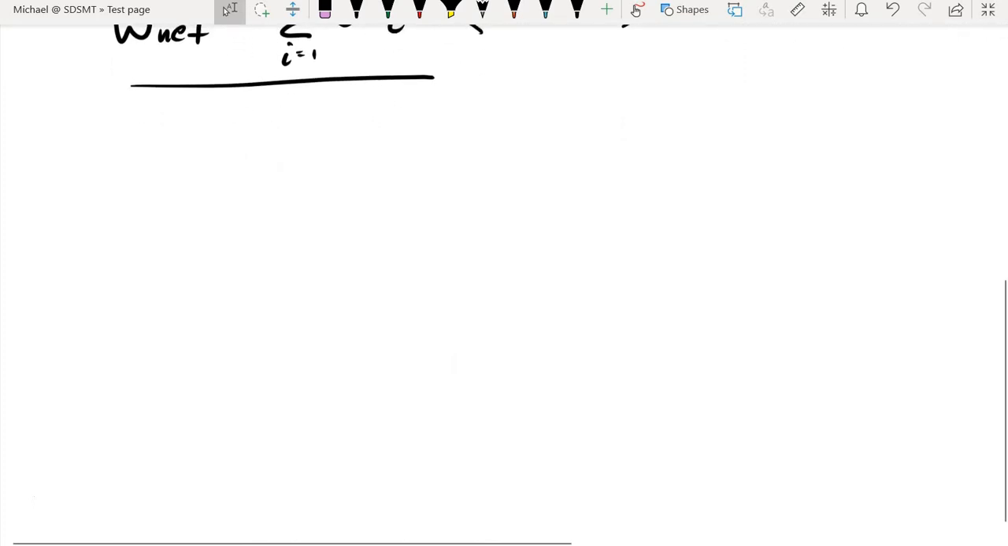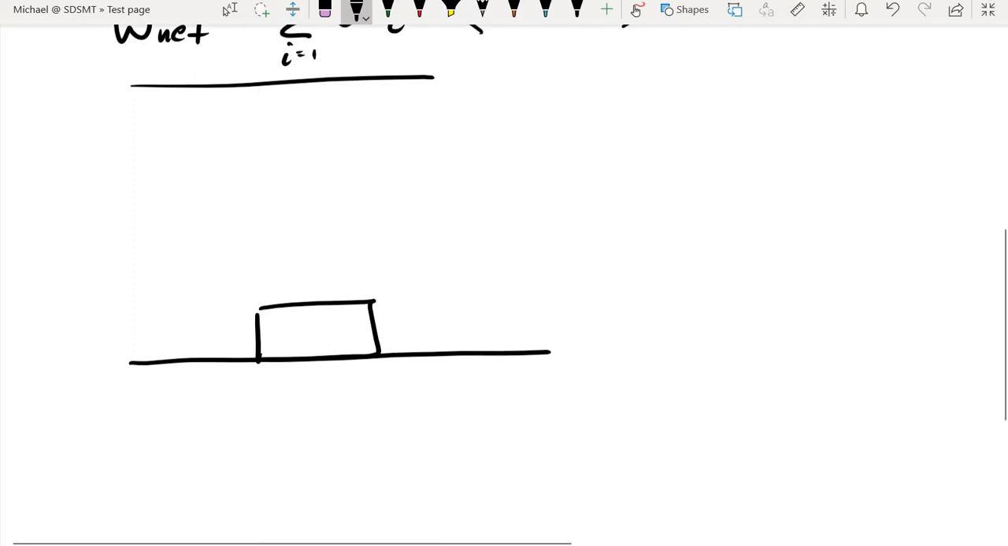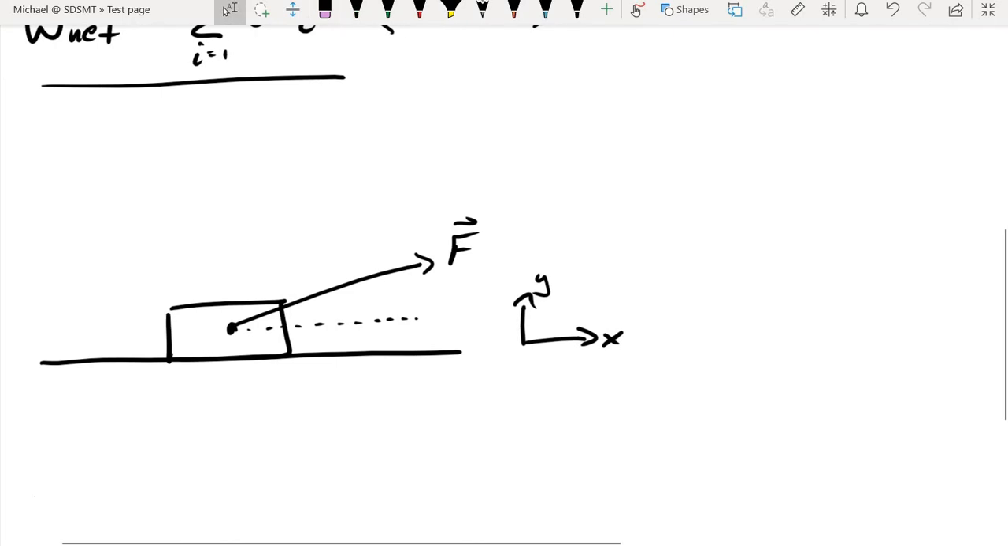All right. So we're going to put together a system of forces. I'm going to have an applied force that points at some angle with respect to our positive x-axis.